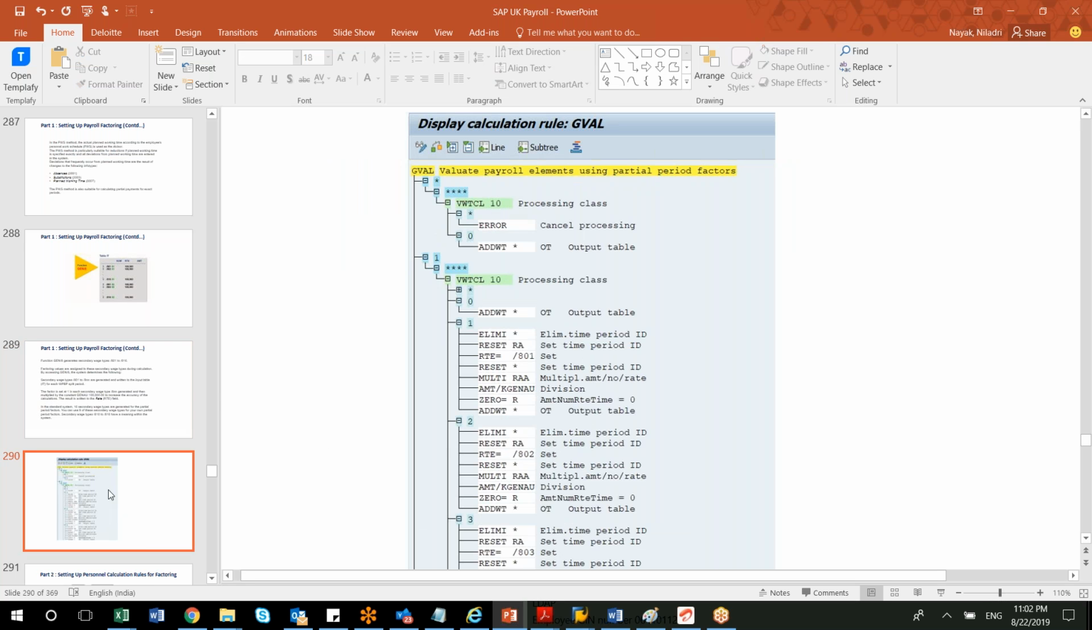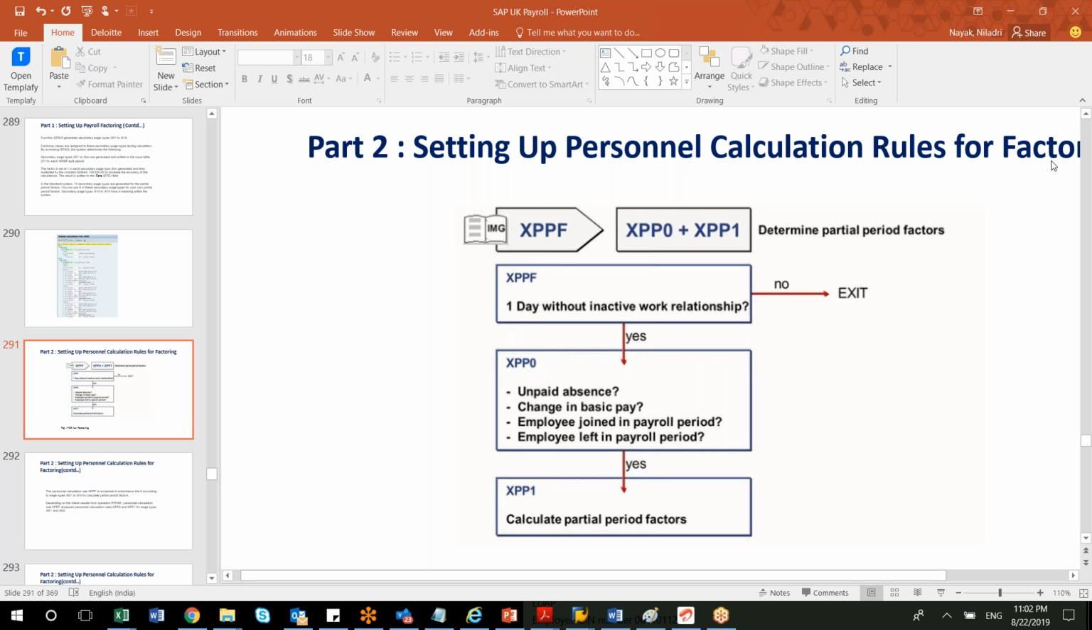How these are calculated, you will see through another formula: XPPP equals XPP0 plus XPP1. How will this calculation happen? The system will check whether there is any inactive work relationship, that is XPPF. If yes, it goes on to check the remaining part: if there is an unpaid absence, or any change in basic pay, whether a joining or a leaving case. These are calculated inside XPP0. Then the period factor is calculated in XPP1, or GPP1 in case of UK payroll.